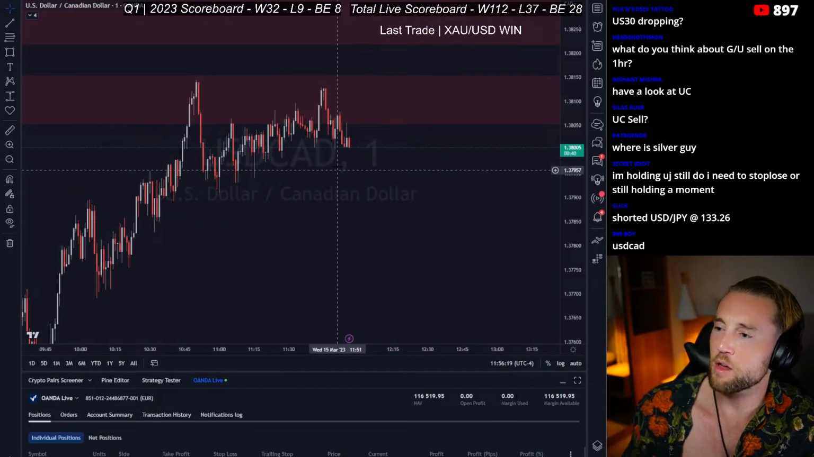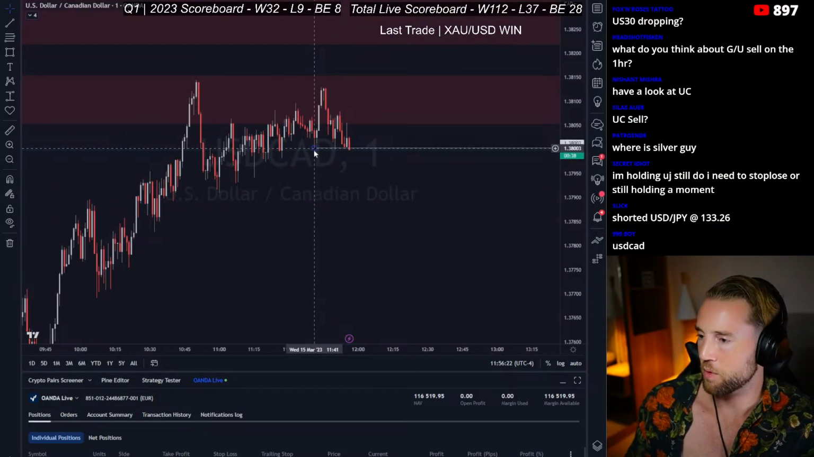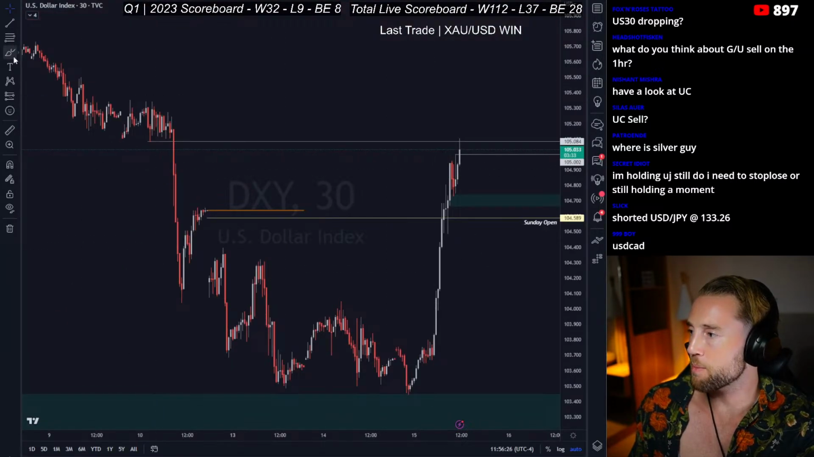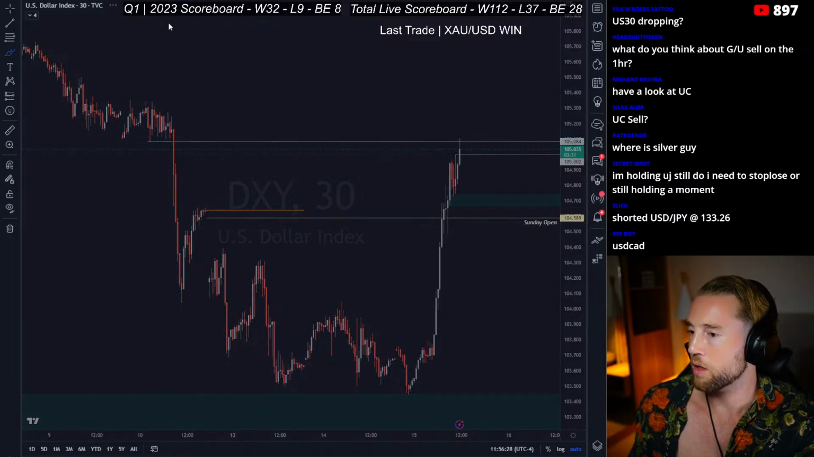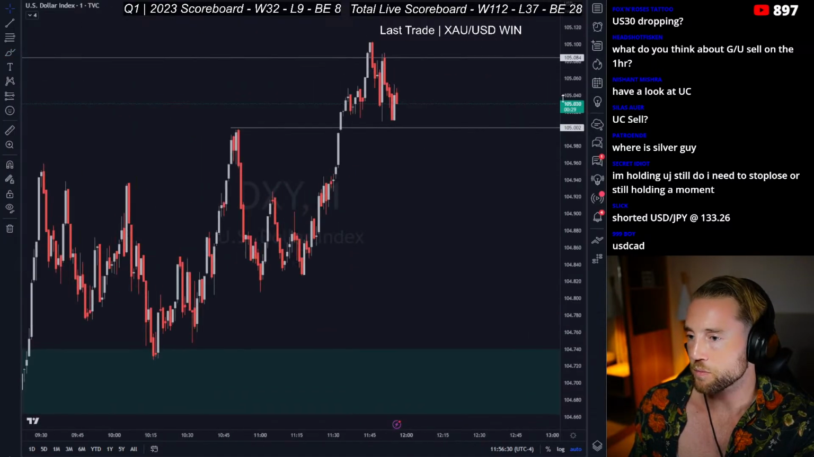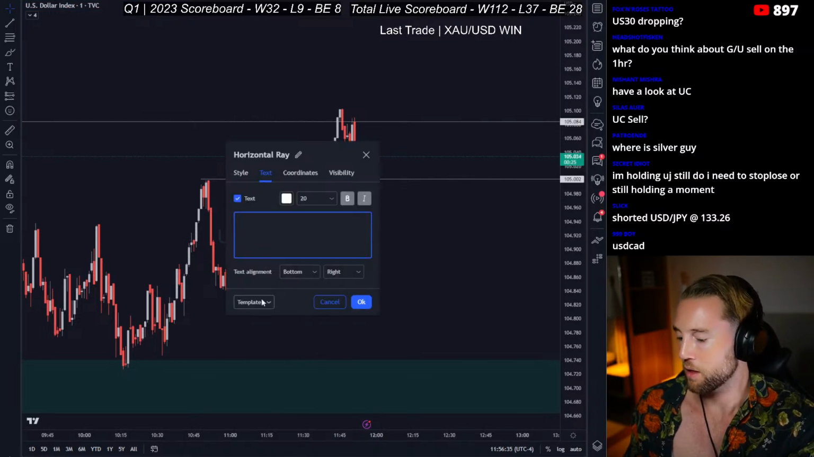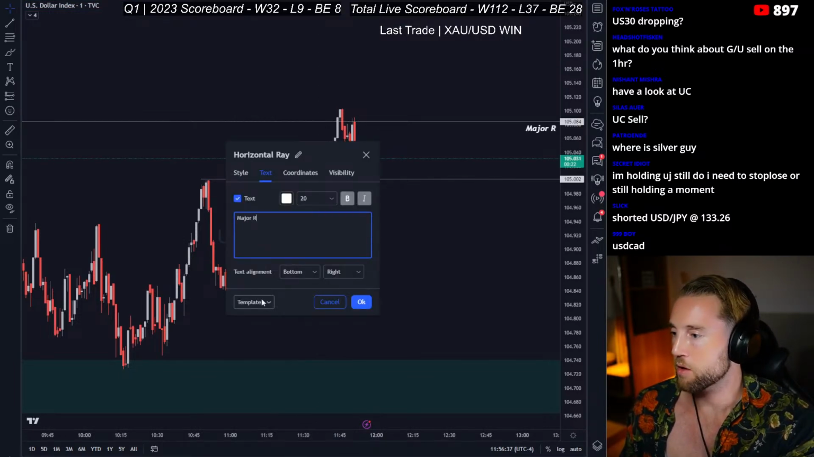Yeah, look at the US dollar, Canadian dollar, by the way. Dollar is in resistance now. It tapped into this major zone on the 1 minute, you know what I mean? That's the zone you're looking for. Major resistance.